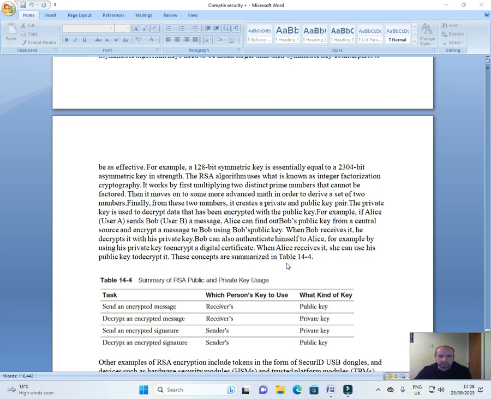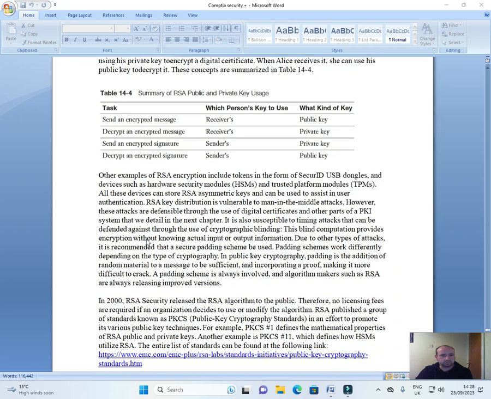These concepts are summarized in table 14.4. Task: which person's key to use, what kind of key. Send an encrypted message: receiver's public key. Decrypt an encrypted message: receiver's private key. Send an encrypted signature: sender's private key. Decrypt an encrypted signature: sender's public key.